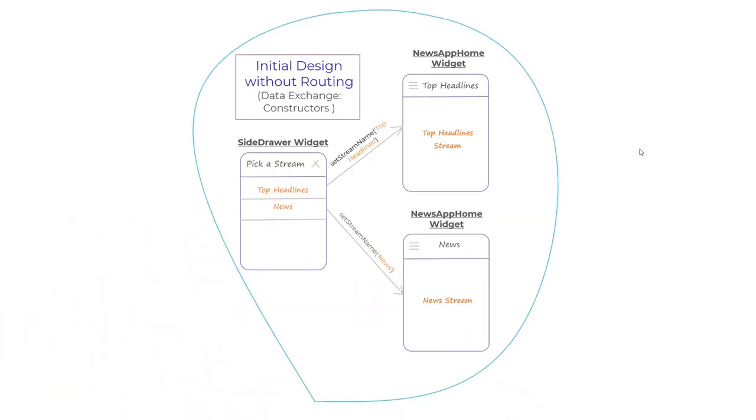We started off with the initial design with just one screen, the news app home widget, which passed in a reference to the method setStreamName to the side drawer widget. So based on which stream was selected, top headlines or the news, the corresponding information was passed in through that method to the news app home widget. So based on that, the widget could make a decision on which stream to render, and accordingly the appropriate title and the network call to the news API servers, which after fetching the data could render the new stream.